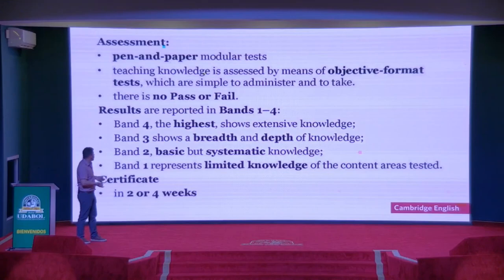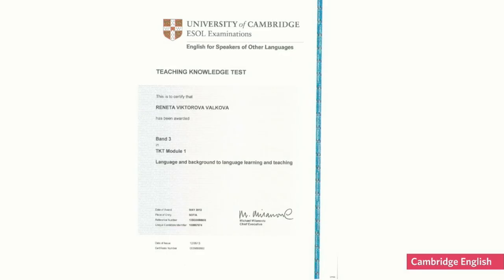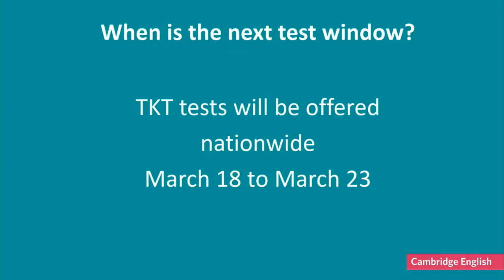It's just a pen and paper test. There is no pass or fail. I will show you in a minute. This is the certificate you get. The Teaching Knowledge Test is given by Cambridge itself. It's sent after you take the test. The test is sent to the United Kingdom. Then they correct it, and then they send the marks and the certificate.